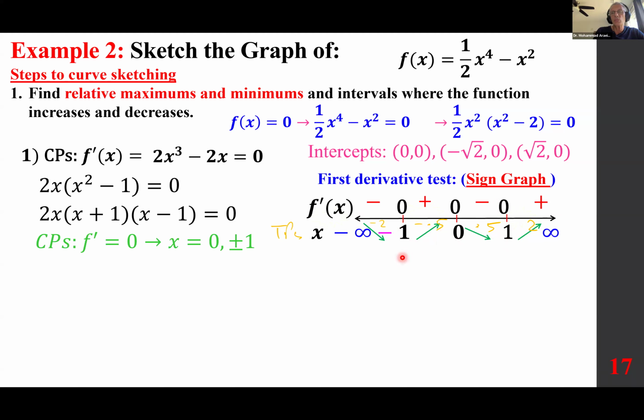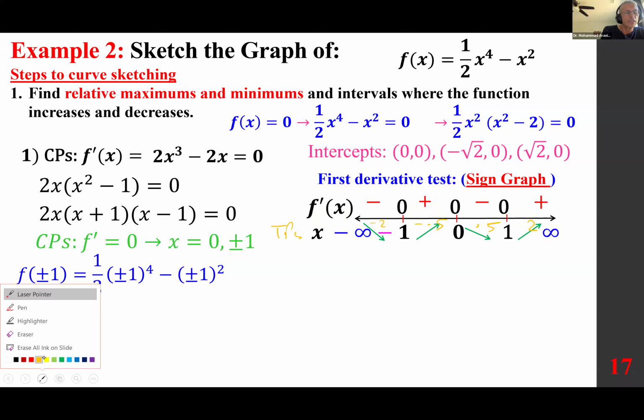So we're going to put -1 and 1 into this, and we can do both of them the same because the exponents are both even. It doesn't matter if you put positive or negative, you get the same answer. This is 1, this is 1. So you get 1/2 minus 1, which is -1/2.